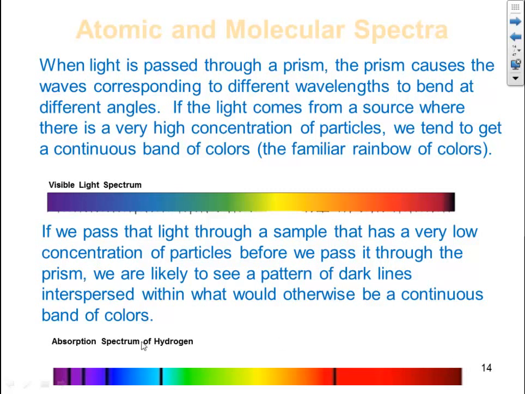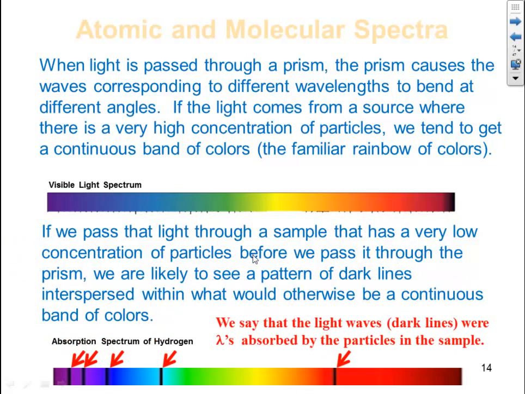This is the absorption spectrum of hydrogen. Notice there are some black lines here. We say that those dark lines were wavelengths absorbed by the particles in the sample, and therefore not shown in the spectrum as the light goes through the prism.